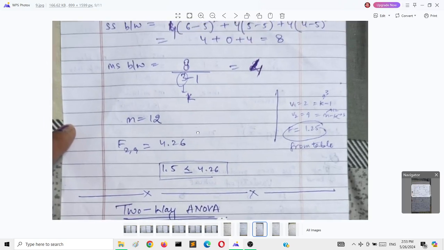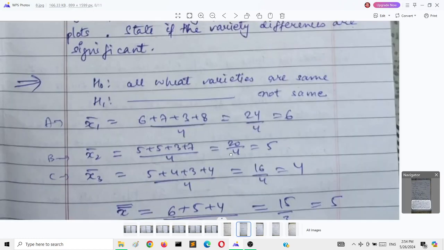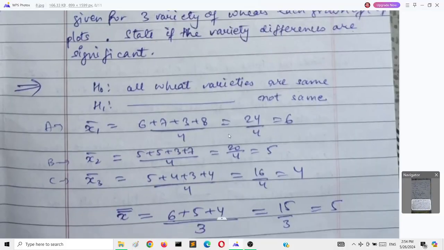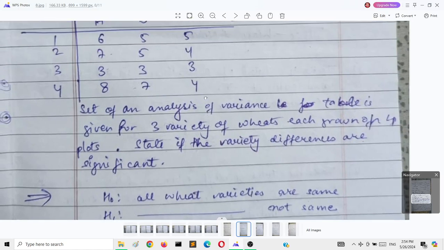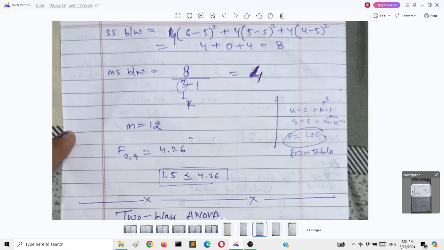Now you want to calculate how many total examples there were in all the samples, which you already know. The total is 4 plus 4 plus 4, that is 12. So the n value comes out to be equal to 12.